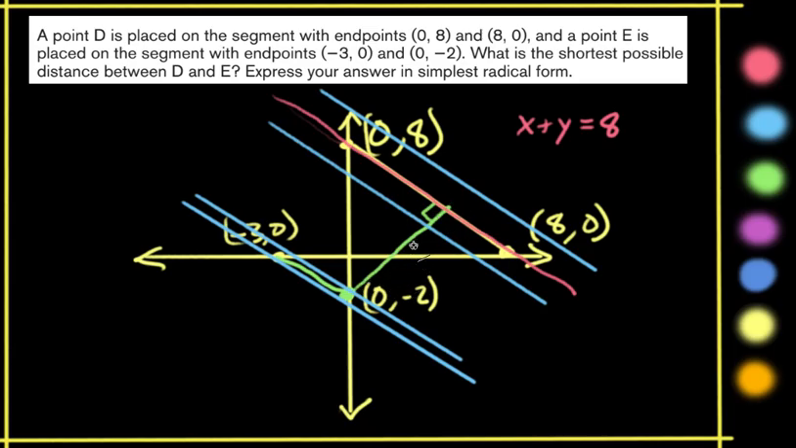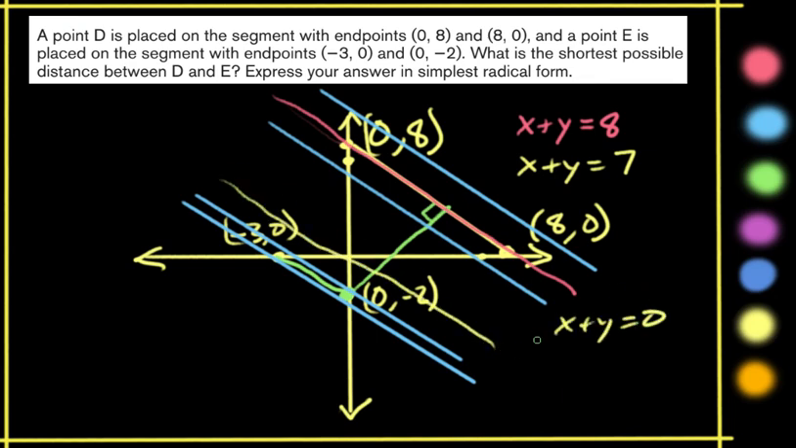So for example, you could take a function that was x plus y equals 7. That would be a parallel line that goes through the points (0, 7) and (7, 0). Or you could do x plus y equals 0. That would be a parallel line that goes through the origin here. And eventually you'd get to a line x plus y equals negative 2. That would be the one that goes through this point, (0, negative 2). And you could also make another line x plus y equals negative 3. That would be the one that goes through (negative 3, 0), because that's the sum of those two coordinates, right?